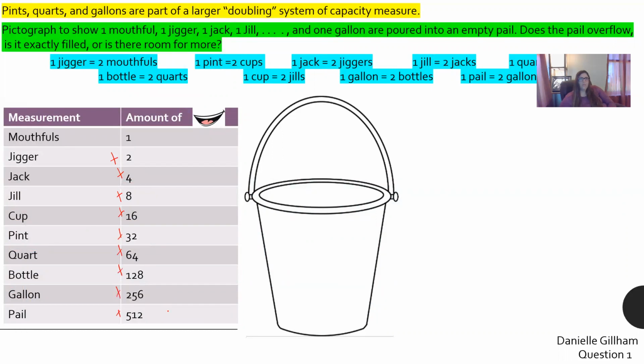And once you add them all up, you get, well, you don't add this one, sorry. You get 511. And so our pail holds 512 mouthfuls, but once we add up all the measurements between mouthfuls and a gallon, you only get 511. So there's going to be 1 mouthful left over. So it's not overflowing, but it's not exactly filled. So there's still room for that one more mouthful.